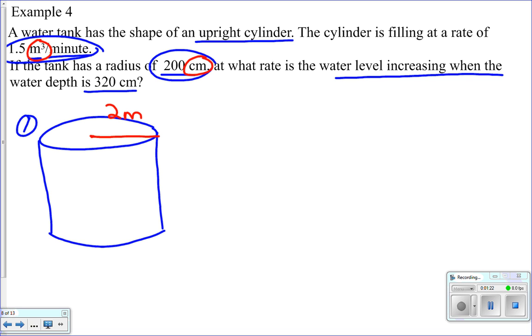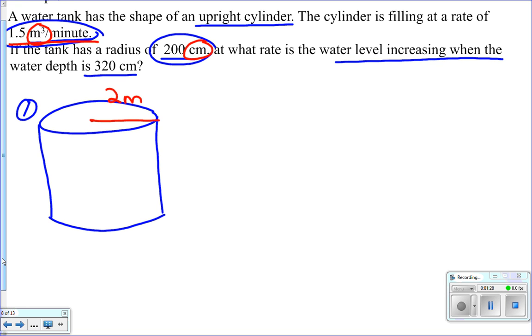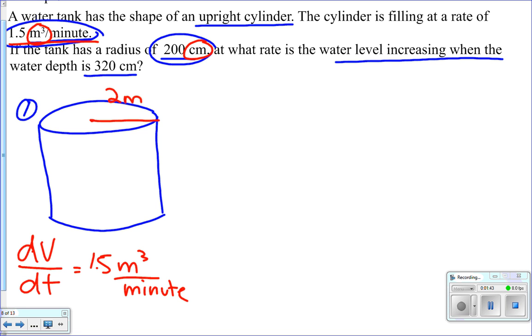Also, they tell you, of course, that your volume is increasing 1.5 meters cubed per minute. So that's the rate at which my volume is increasing with respect to time. So I'm going to write it out in Leibniz notation. dV/dt is equal to 1.5 meters cubed per minute. And because it's increasing, it's going to be a positive value.